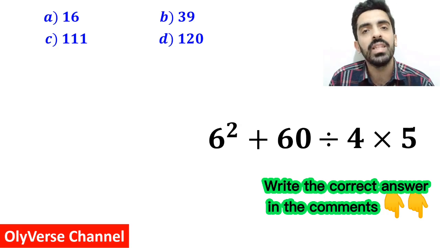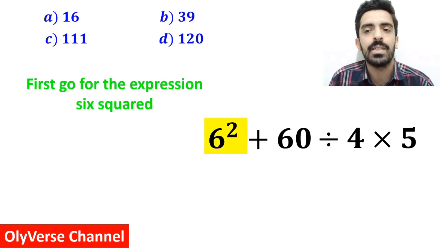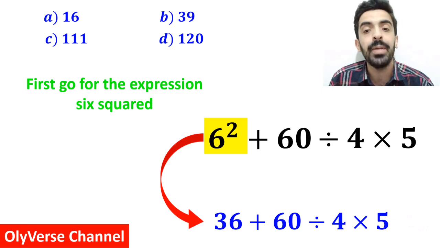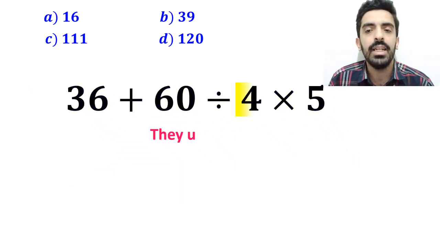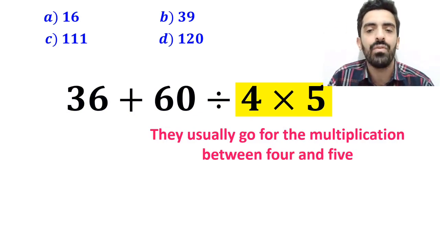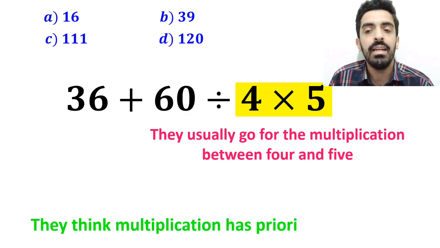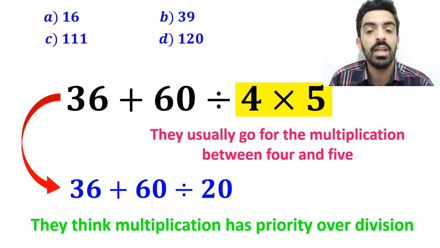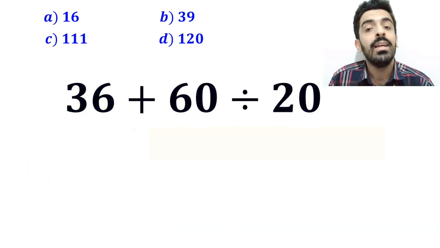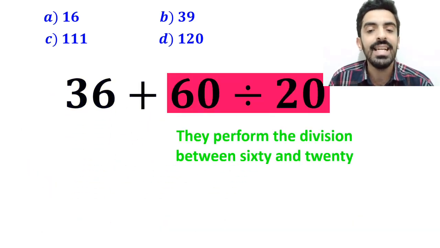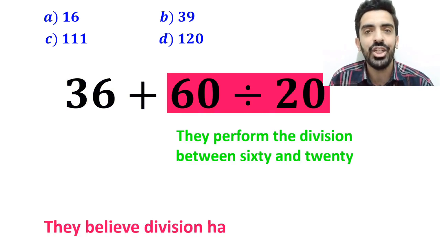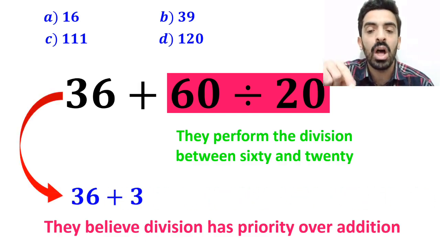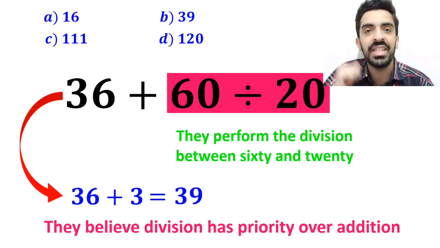Also, some other people when solving this question first go for the expression 6 squared and they simplify it to 36 plus 60 divided by 4 multiplied by 5. In the next step, they usually go for the multiplication between 4 and 5 because they think multiplication has priority over division. So, they rewrite this expression as 36 plus 60 divided by 20. Next, they perform the division between 60 and 20, since they believe division has priority over addition. And they rewrite this expression as 36 plus 3, which finally gives them the answer 39.